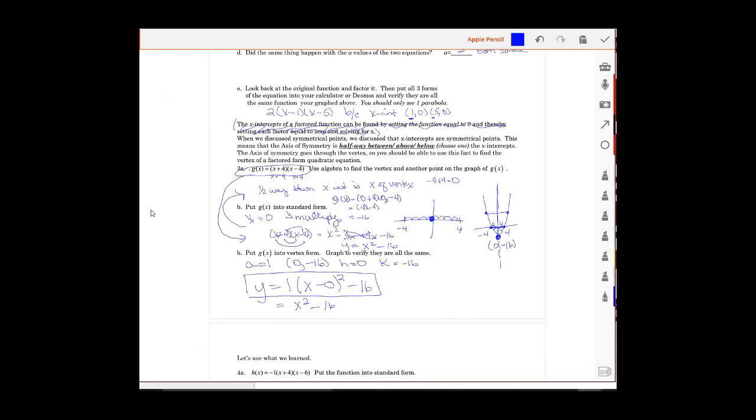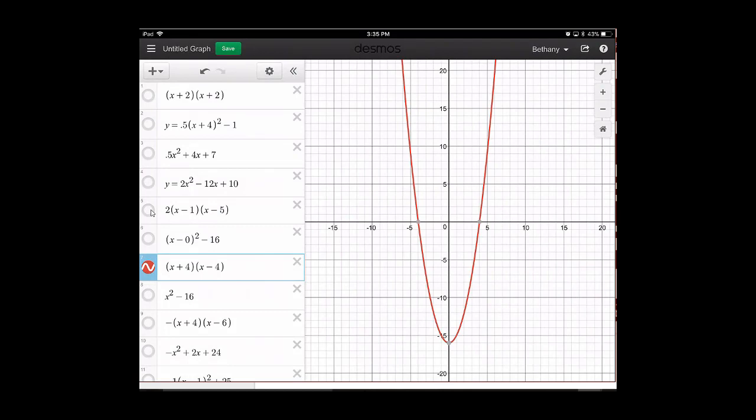This verifies that my standard form was right. If we look at the graph to do that, I have here's my x squared minus 16, and here is my (x minus 0) quantity squared minus 16, and they are all the same graph. You don't see any other graph on there.